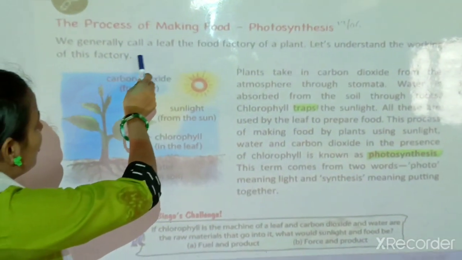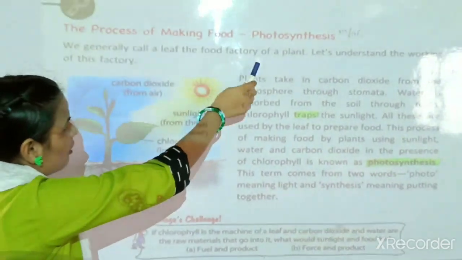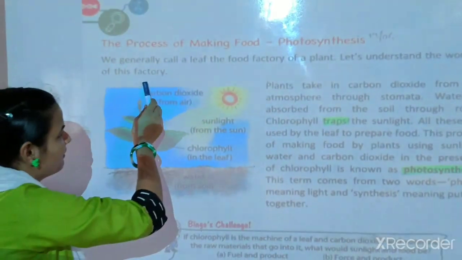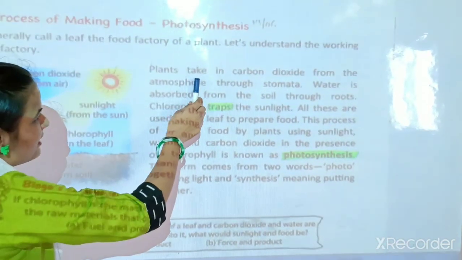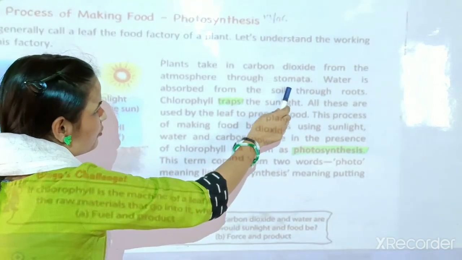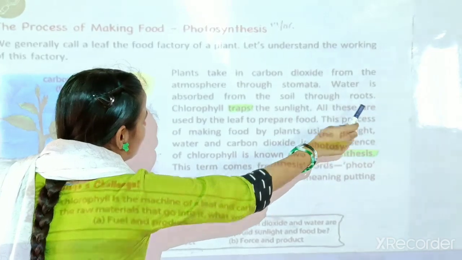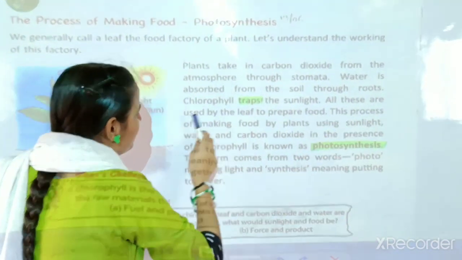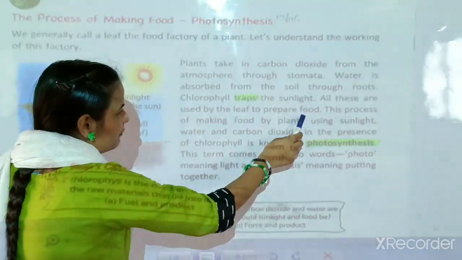We generally call a leaf the food factory of a plant. Let's understand the working of this factory. Plants take in carbon dioxide from the atmosphere through stomata. Water is absorbed from the soil through roots. Chlorophyll traps the sunlight. All these are used by the leaf to prepare food.